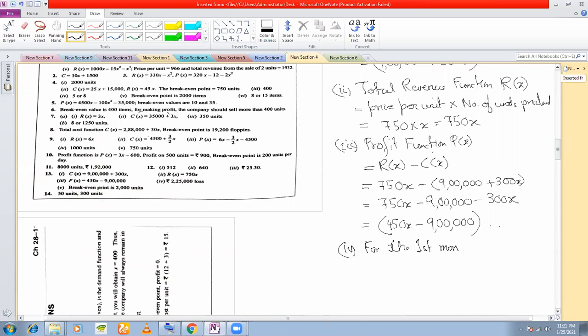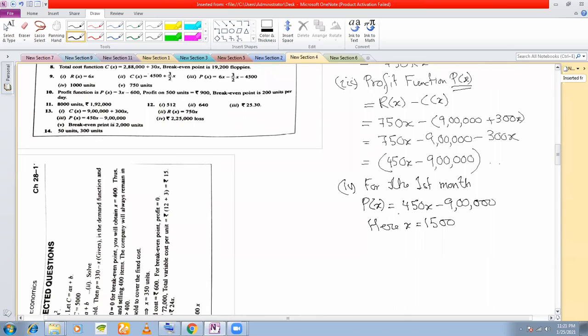So which one should I look at? You must look at P of x, right? For the first month, P of x is equal to 450x minus 9 lakh. What is the value of x for the first month? 1500. Now if you put x equal to 1500 and get a negative P of x, that means you have made a loss. If you get a positive value, that means you have made a profit.